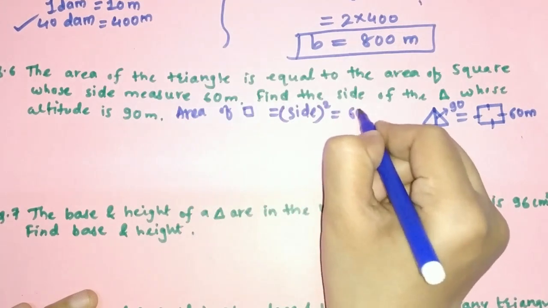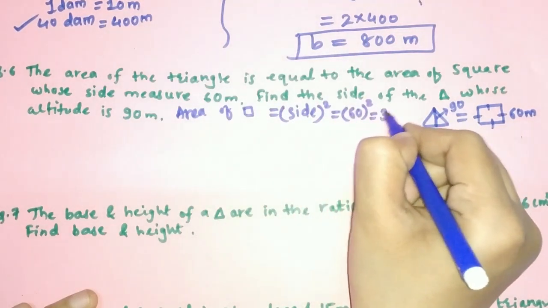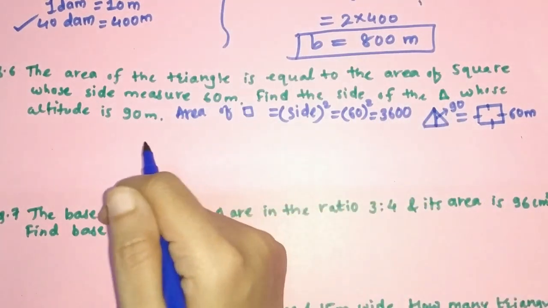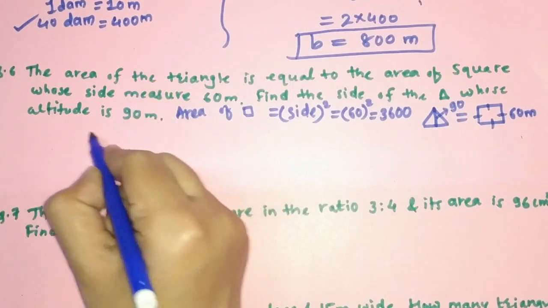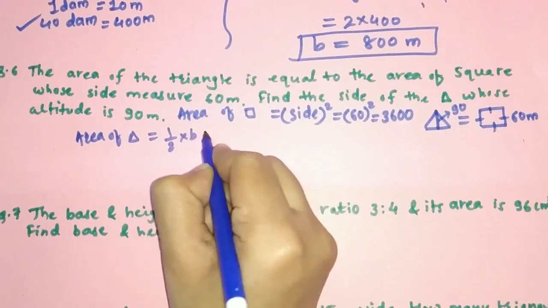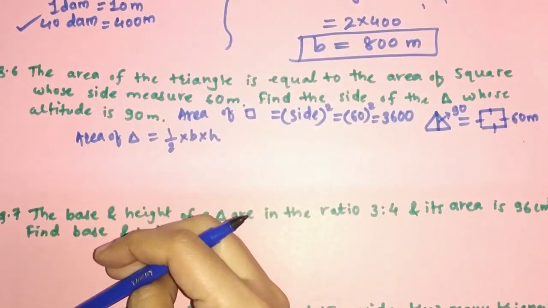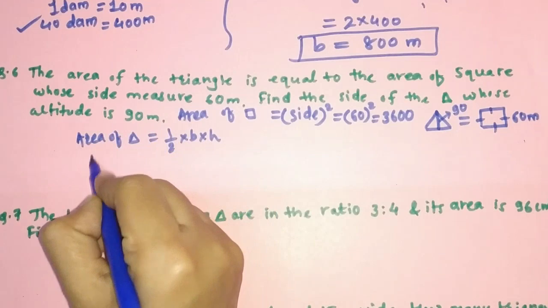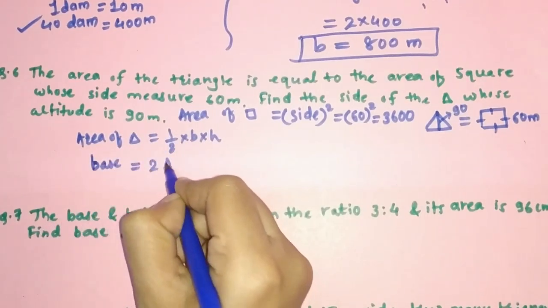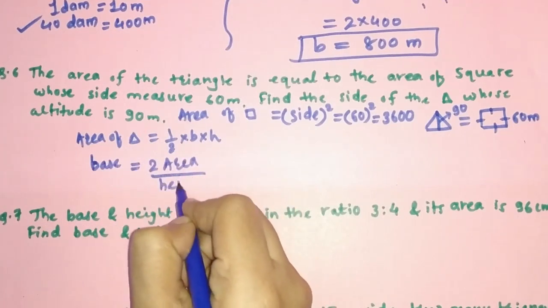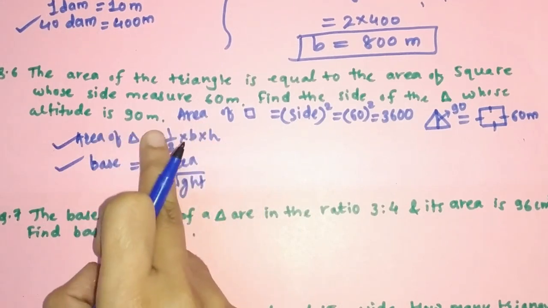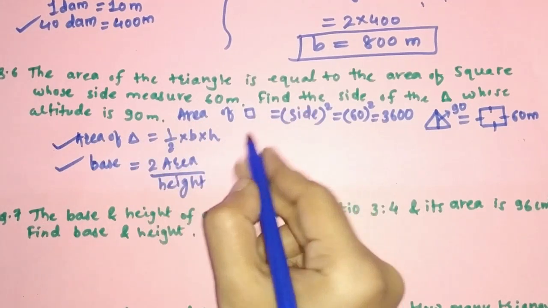So side square is what? 60 square. We got here 3600. So this area is equal to the triangle's area. Now we'll write down the area of a triangle is equal to 1 by 2 base into height. So from this formula, we can get the base is equal to twice area divided by height. This is the formula and this is the altered formula. Base is equal to twice of area divided by height.